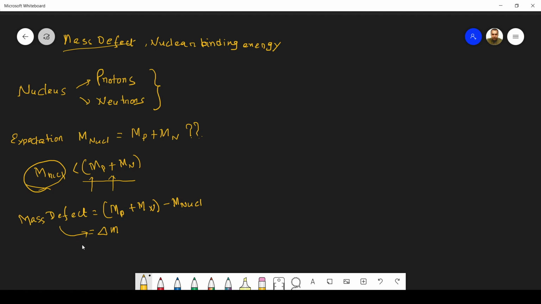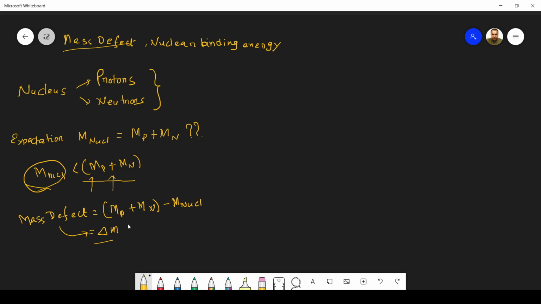I hope by now you have understood the concept of mass defect. Mass defect is simply the mass difference obtained if we add up the masses of individual protons and neutrons in a nucleus and compare that with the mass of the nucleus itself.